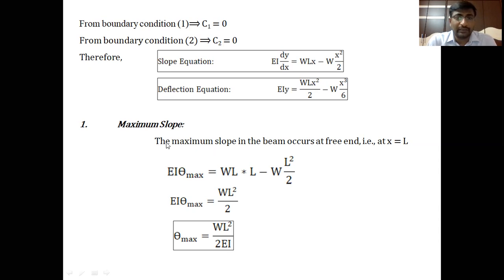Wherever the problem asks for the slope and deflection, we can find the slope and deflection by substituting the x values.